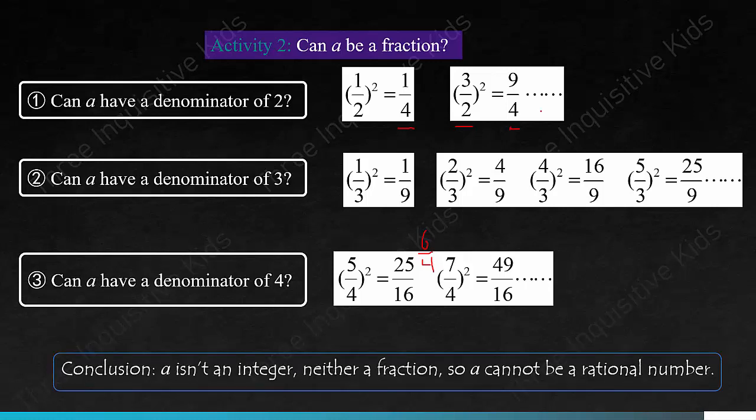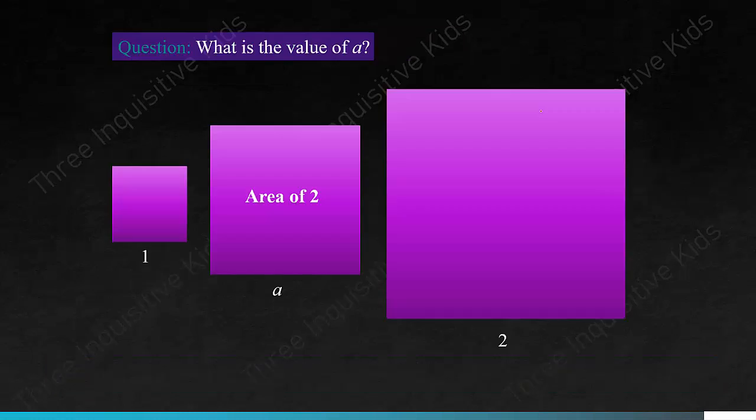So our conclusion is that A isn't an integer, nor a fraction. So A cannot be a rational number. You may know that the definition of a rational number is a number that can be written in fraction form. And if A cannot be a fraction, then it's not a rational number. Then what is the value of A?